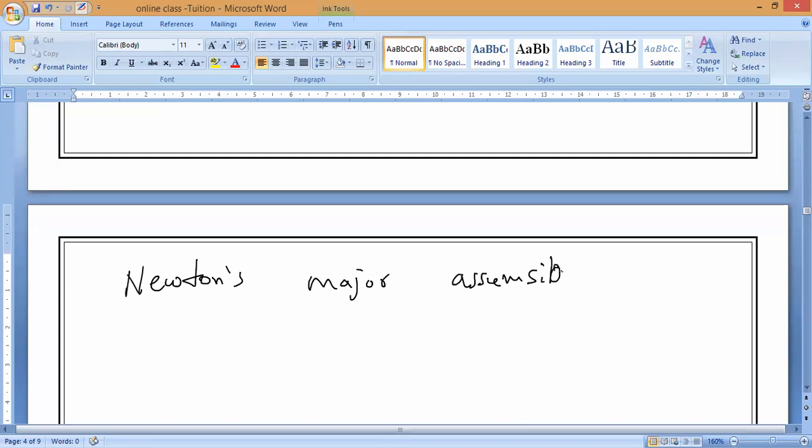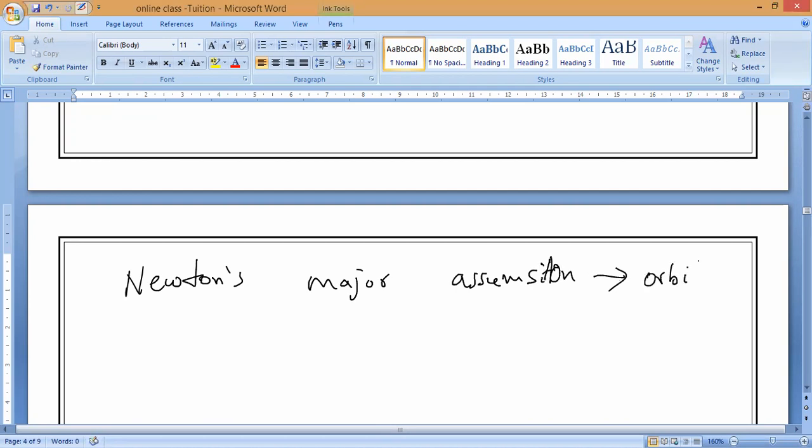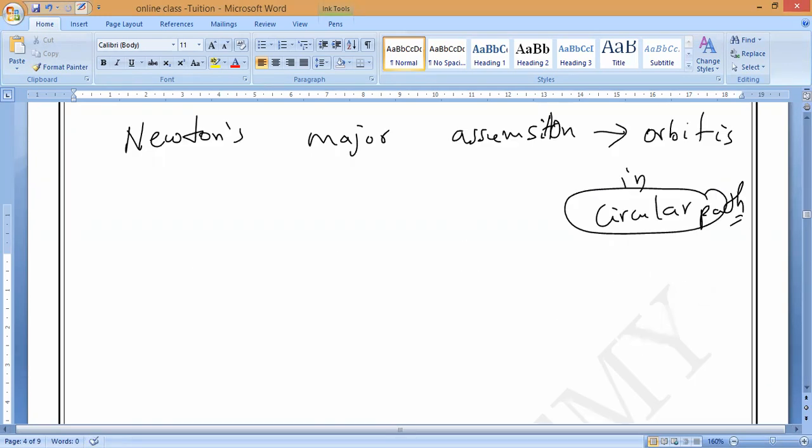Very important assumption that he made for his purpose: he assumed that the orbit of the planet around the sun is a circular path. For understanding, he made the orbit a circular path. Do you understand, Tamil Selvan? He assumed this. This is his major assumption for his understanding and calculations.